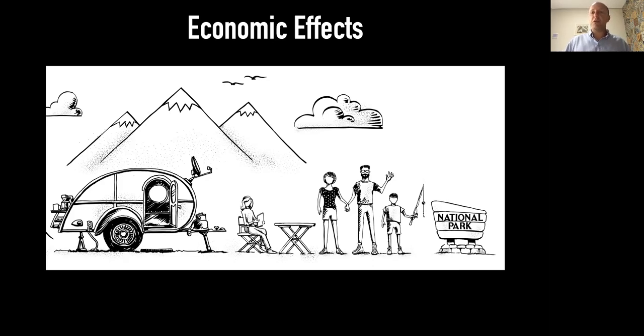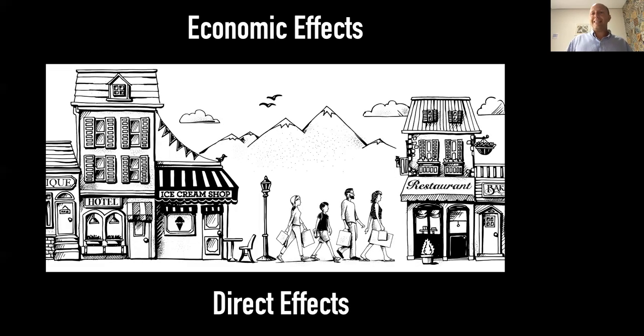Let's say we have a family visiting a national park. In one of the days of the visit, they decide to go to the local town, to go to a restaurant. They have their meal, and they spend their money in the local restaurant. So the money that came from the visitor goes local now through the restaurant, stays in the local restaurant. This is the direct effect, the money that comes from the tourists and stays in the local economy.